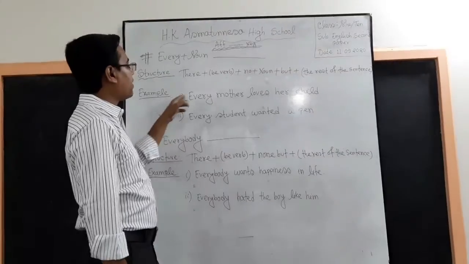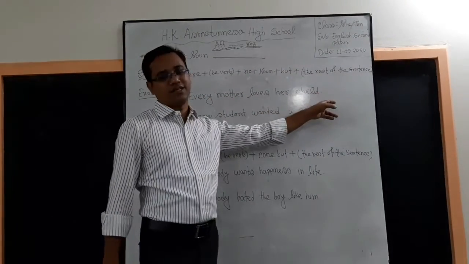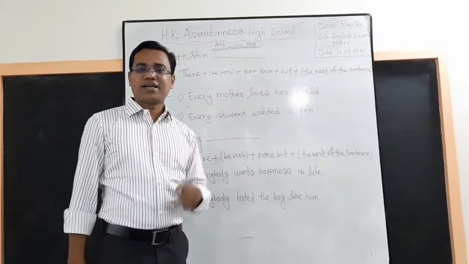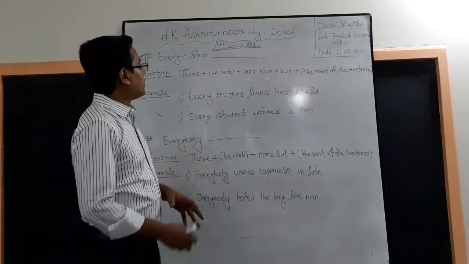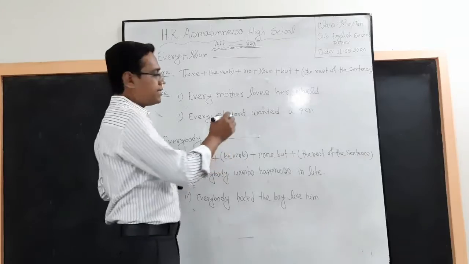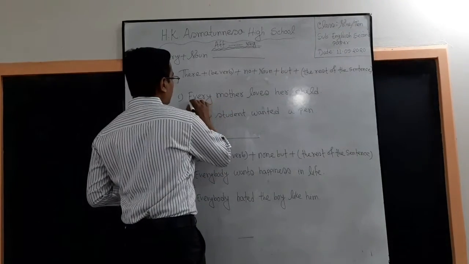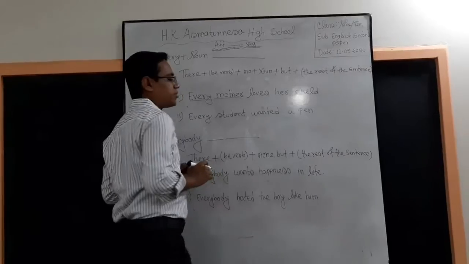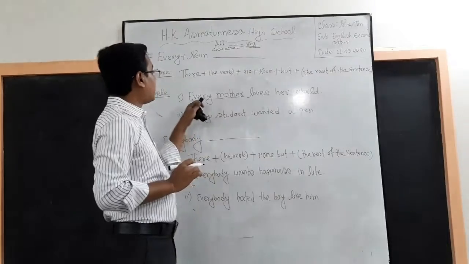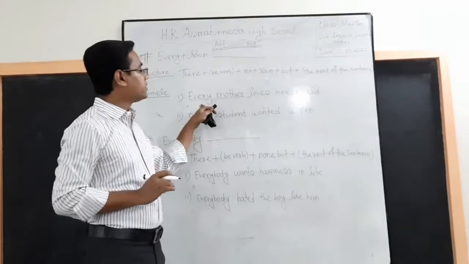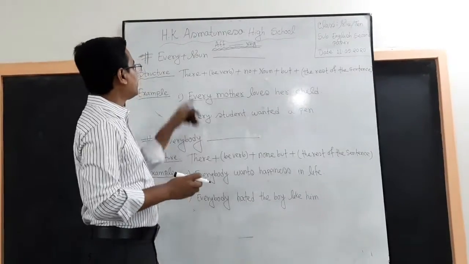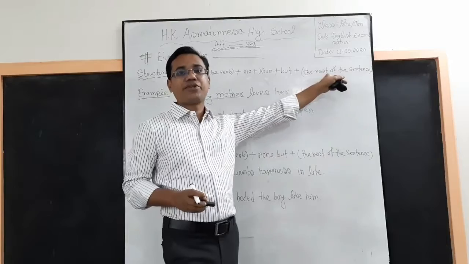The first example is: every mother loves her child. Every mother loves her child. So students, I hope that you are watching that. The sentence starts with every plus noun. Mother is a noun, isn't it? It's a noun, and the whole section is the subject of the sentence. So this is the noun and this is every. If a sentence starts with every plus noun, we have to follow the structure that I have written on the whiteboard.